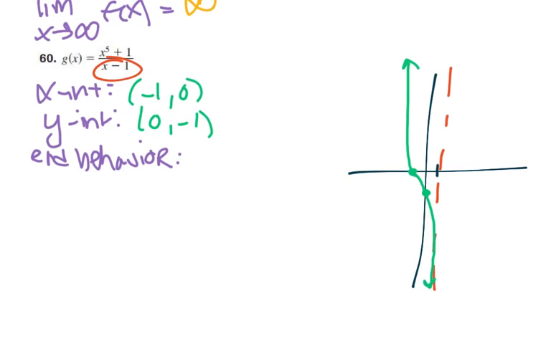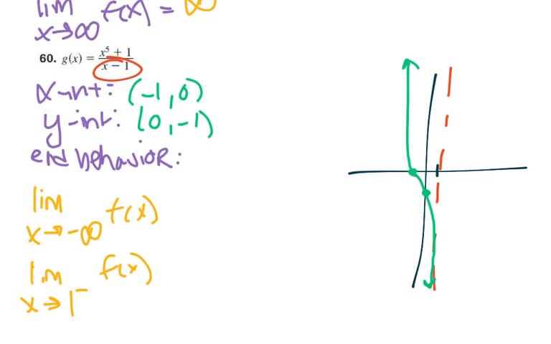Then we need our end behavior, and just like we had before, there's going to be 2 different end behaviors. So for instance, the limit as x goes to -infinity, meaning to the left. And then we're also going to have the limit as x goes to the number 1 from the left, because we're approaching from that left side. And the first one, the limit as we go to the left, is going to be infinity. And then the next one, as we go to the right, it's going to be -infinity.